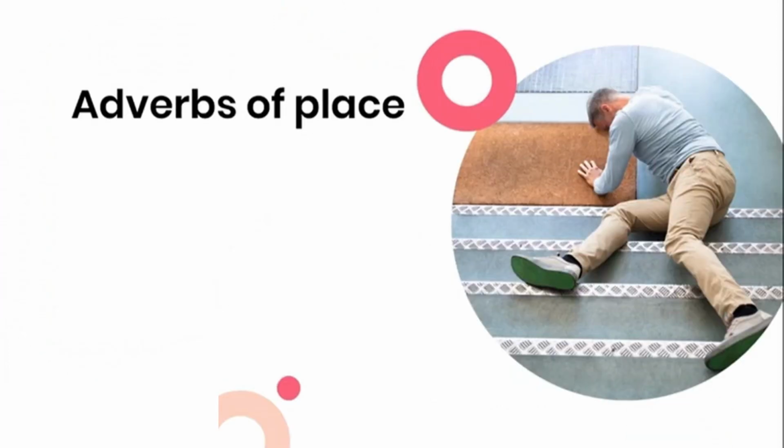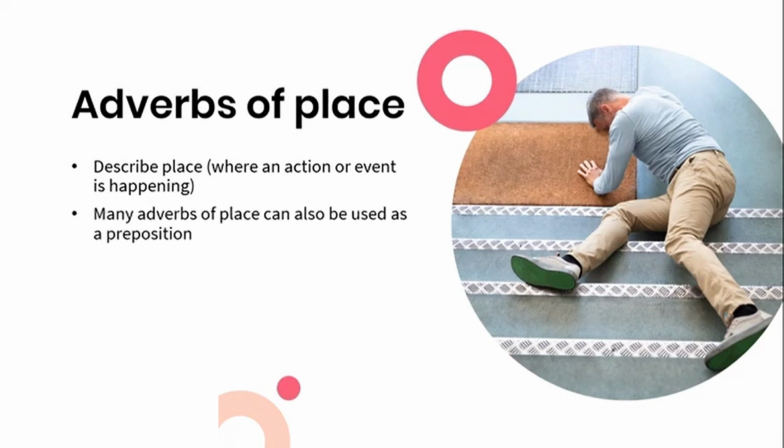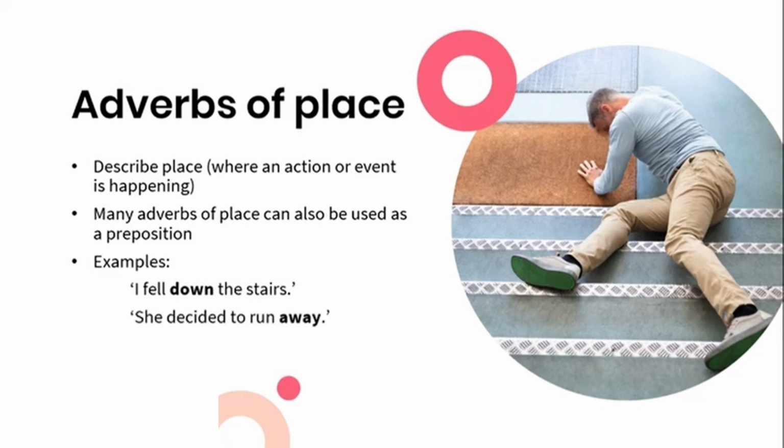The last type of adverb is the adverb of place. Adverbs of place describe just that, place. In other words, they describe where an action or event is happening. Many adverbs of place can also be used as a preposition. For example, I fell down the stairs. She decided to run away.